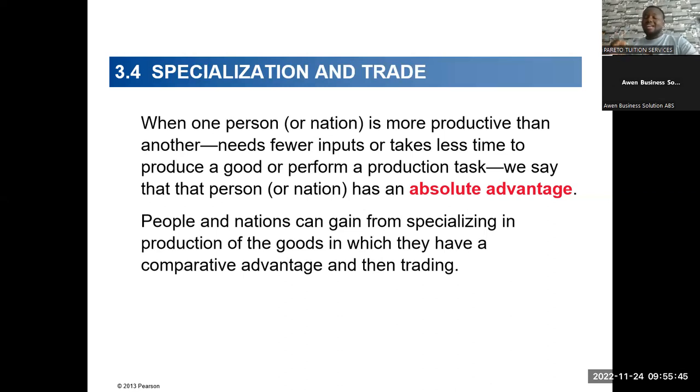For absolute advantage, you are able to produce the good with fewer inputs and in a lesser amount of time. That is absolute advantage. So you are more productive. But for comparative advantage, you are able to produce the good at a lower opportunity cost.